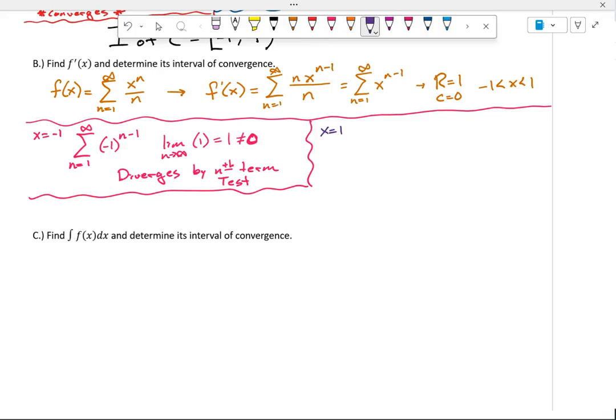X equals +1. So this one is the sum as n equals 1 to infinity of +1 to the n minus 1. Well, what is 1 to any power? So that is just the sum as n equals 1 to infinity of 1. What test are we going to use?